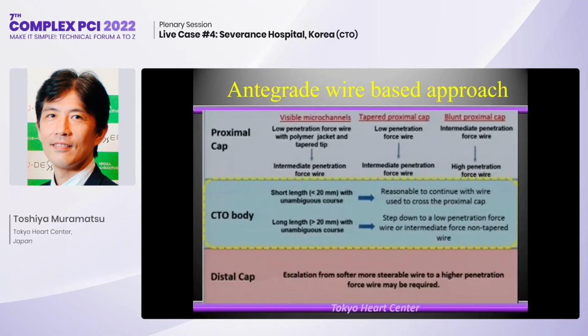In the CTO body, if the length of the CTO body is less than 20 millimeters, we continue to use the crossing wire used for the proximal cap. If the length is more than 20 millimeters, we step down in the CTO body to a narrow profile force wire. For the CTO distal cap, if it is a very hard distal cap, we choose a more steerable wire for penetration of the distal fibrous cap.